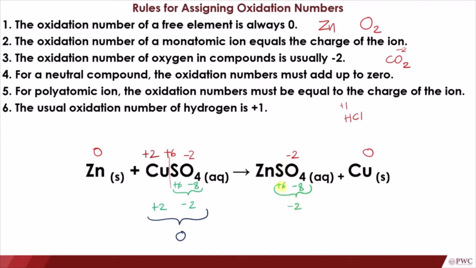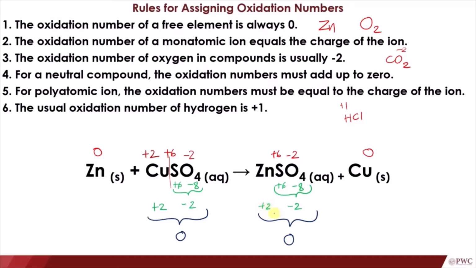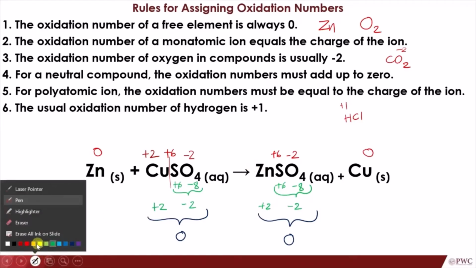So here, the charge will be the oxidation number, which is +6. The same thing, again, this one is a neutral compound, so the overall charge is 0. If the sulfate is -2, what should be the charge or the oxidation number of zinc in this case? This should be +2, right? Then, of course, this charge would be the oxidation number in this case. So this would be +2.